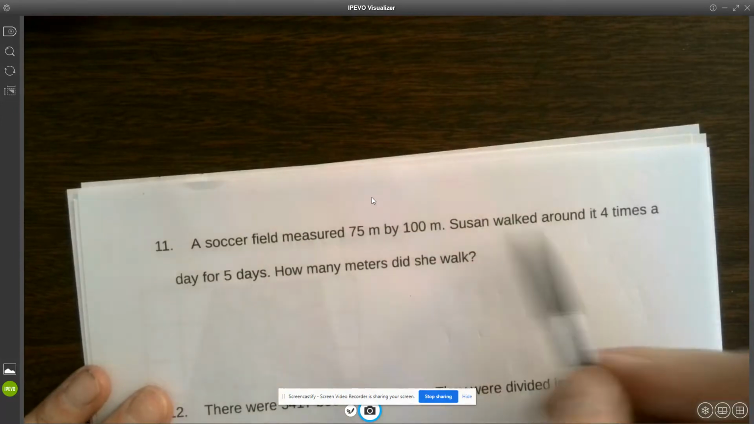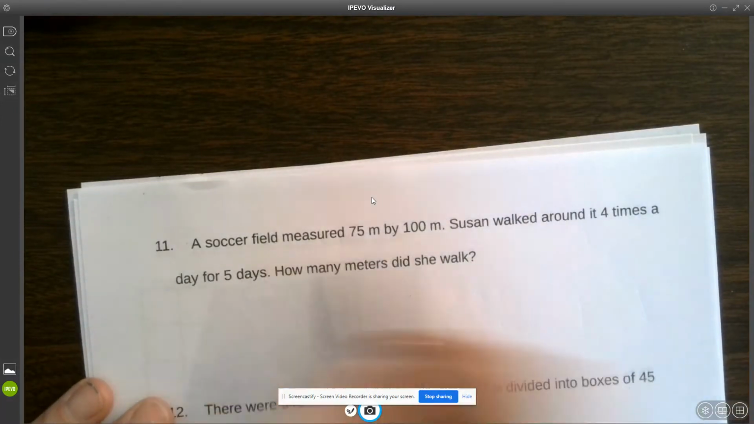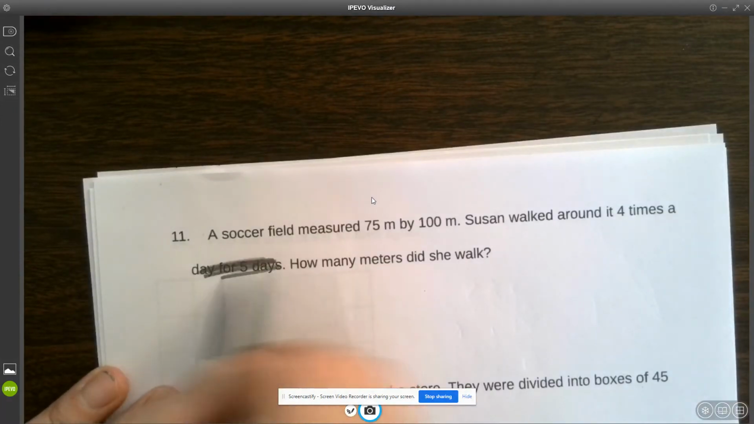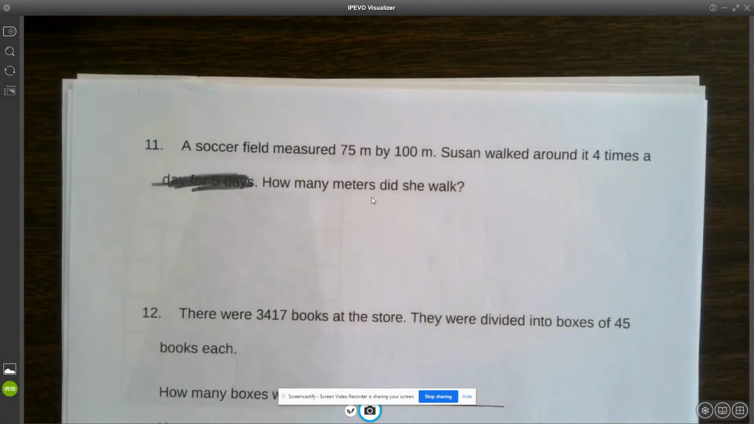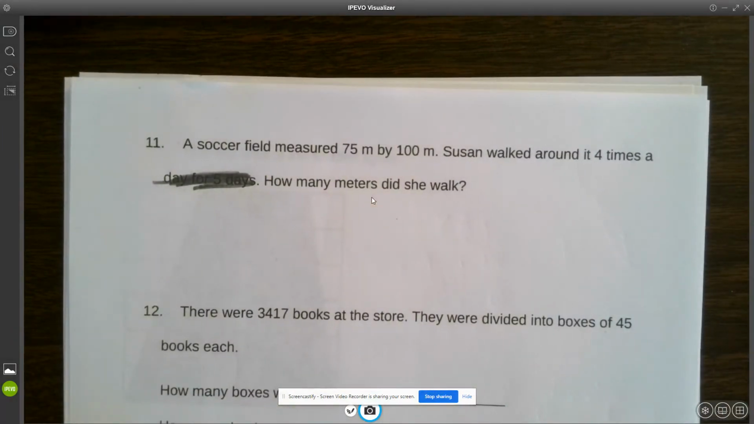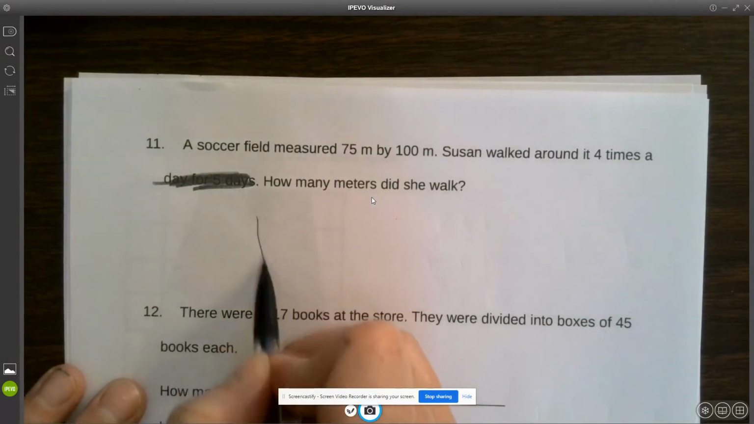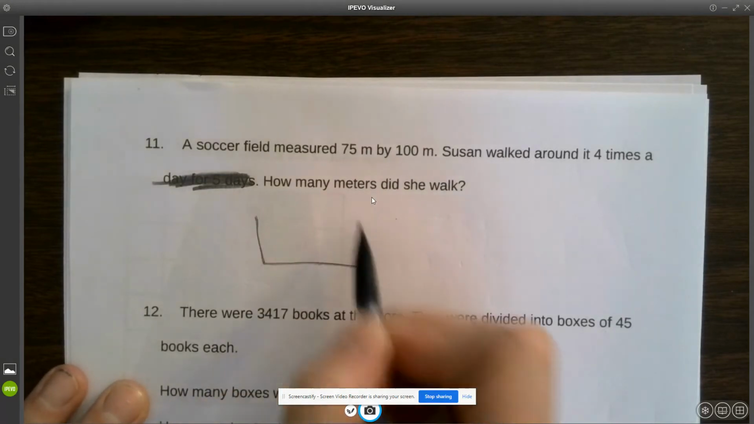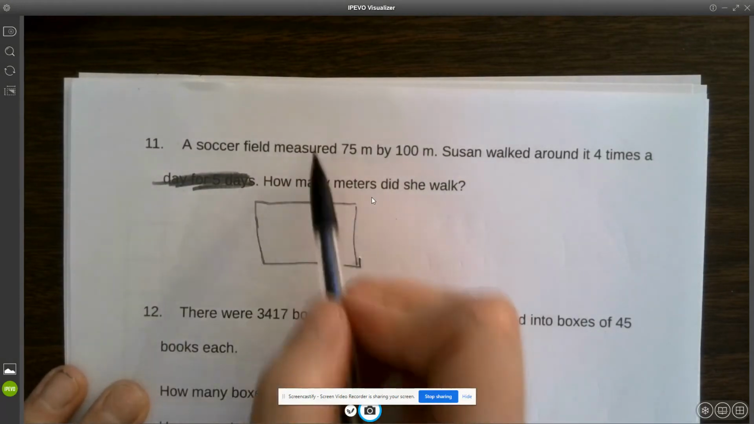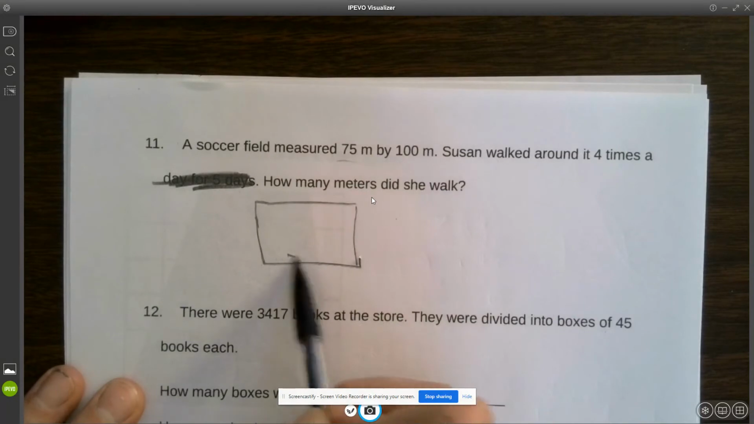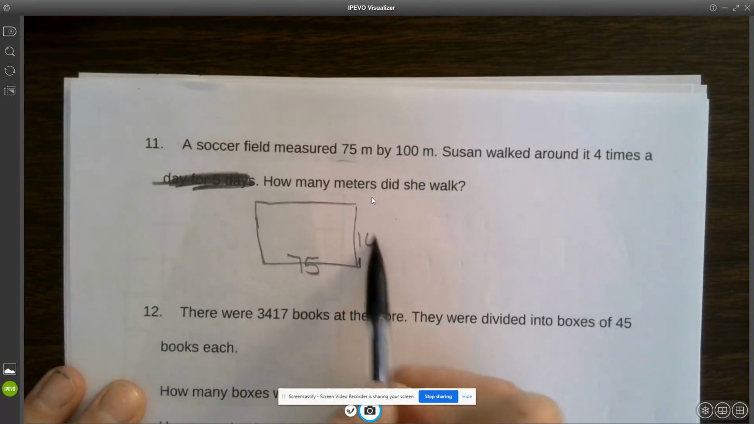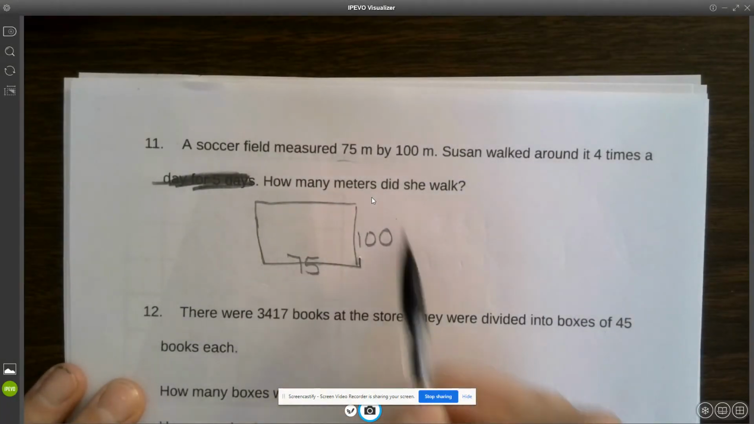Number 11. Now, I switched the way we did this. Cross off this part right here. All right. A soccer field measured 75 by 100. Susan walked around it 4 times. How many meters did she walk? So let's draw the soccer field. It says it measured 75 by 100. She walked around it 4 times.